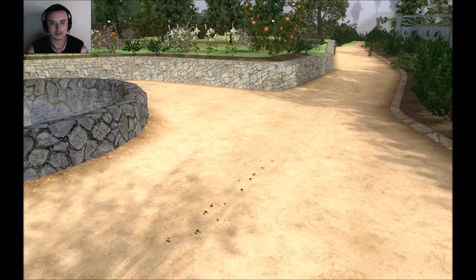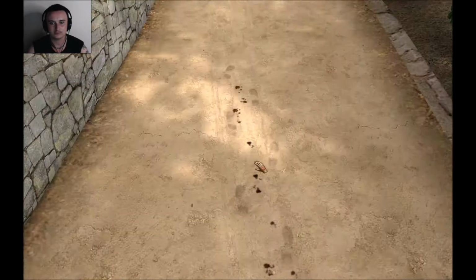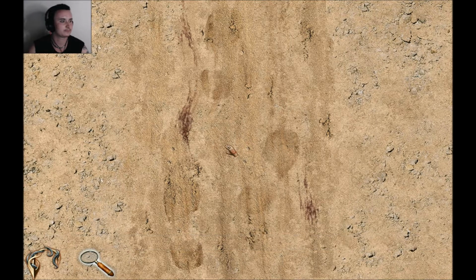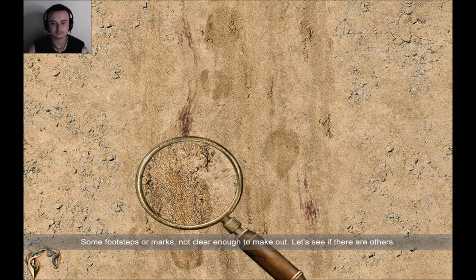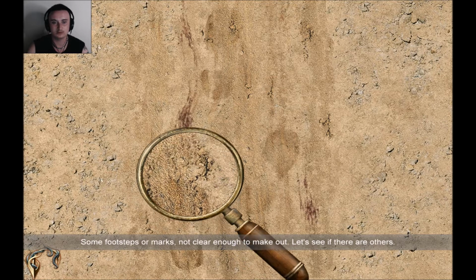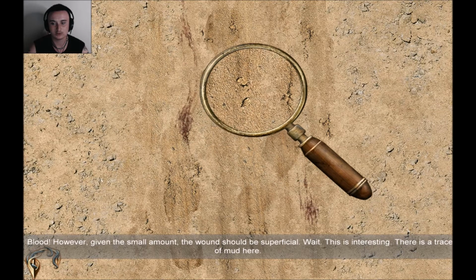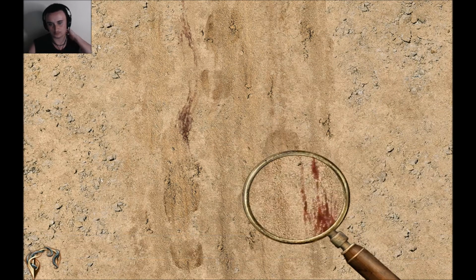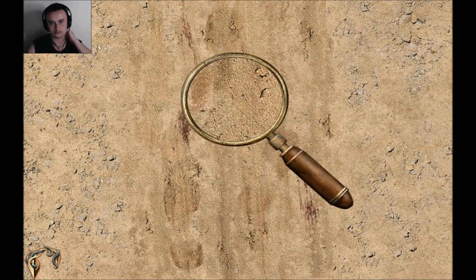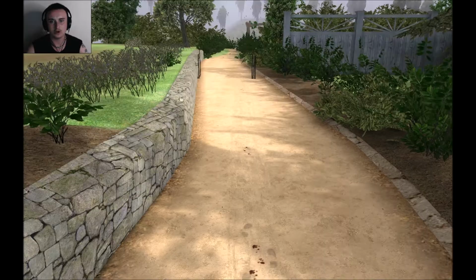Butterflies. There's trails of blood here, going this way. Footsteps. Let's see. Some footsteps or marks, not clear enough to make out. Let's see if there are others. Blood. However, given the small amount, the wound should be superficial. Wait, this is interesting. There is a trace of mud here. We'll follow that in a bit.